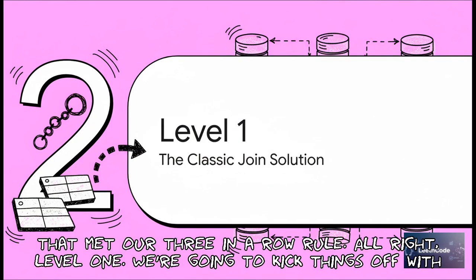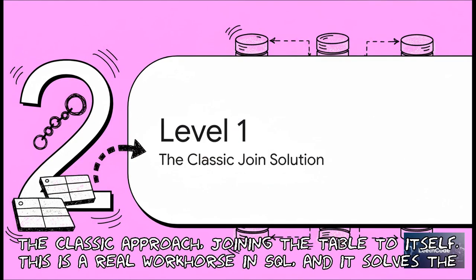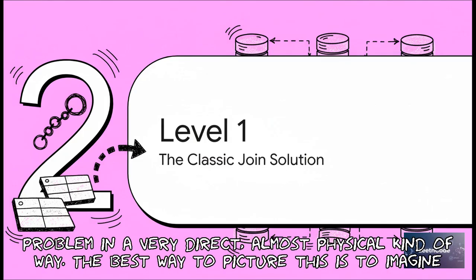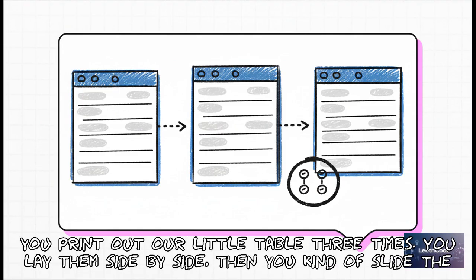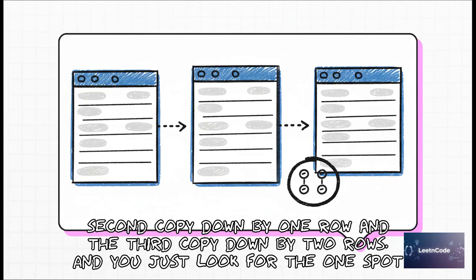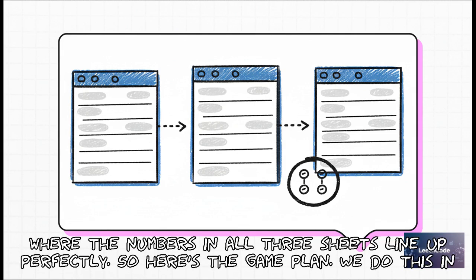All right, level 1. We're going to kick things off with the classic approach, joining the table to itself. This is a real workhorse in SQL, and it solves the problem in a very direct, almost physical kind of way. The best way to picture this is to imagine you print out our little table 3 times. You lay them side by side, then you slide the second copy down by 1 row and the third copy down by 2 rows. And you just look for the one spot where the numbers in all 3 sheets line up perfectly.